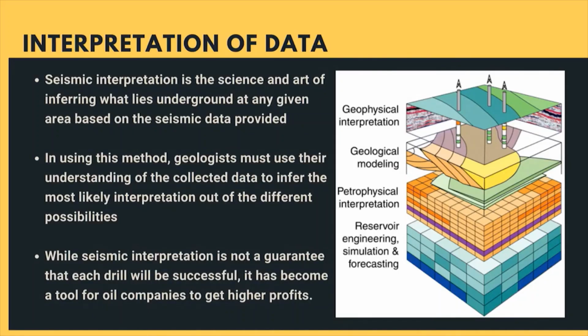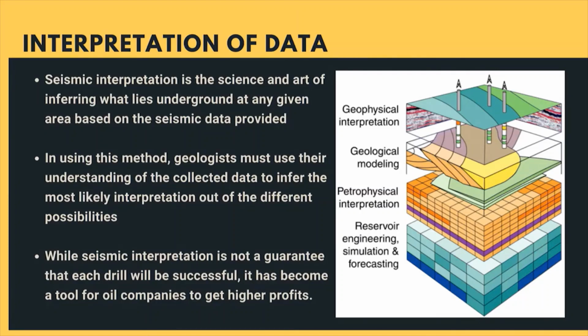Only different kinds of instruments are used, but the basic principle of operation is the same. Once we have enough information from these surveys, whether magnetic, gravity or seismic, the geologists process the information and do some interpretation of the data. Seismic interpretation is the science and art of inferring what lies underground in any given area based on the seismic data provided. In using this method, the geologist must use their understanding of the collected data to infer the most likely interpretation out of the different possibilities. This is where the data is converted into information, and based on the information, the decision making process happens. So this is where the data plays a crucial role.